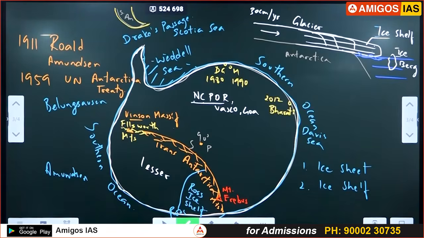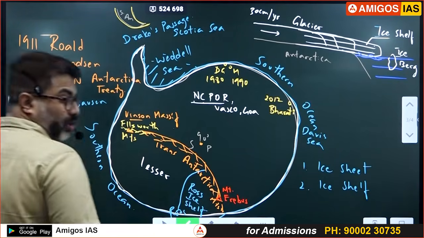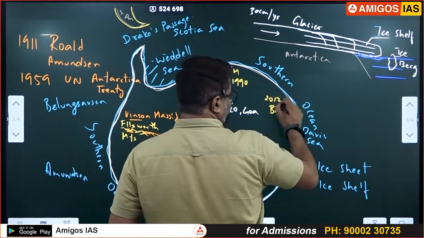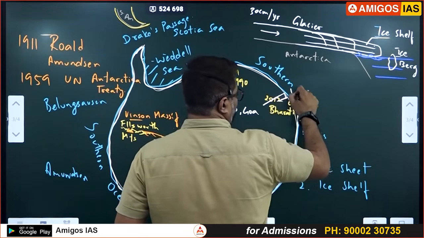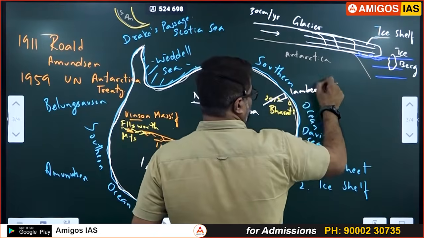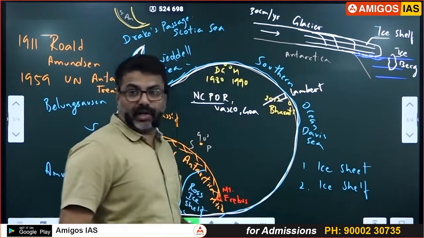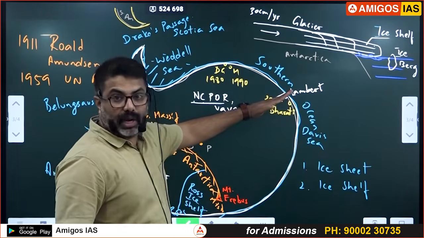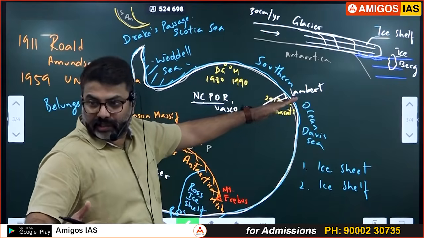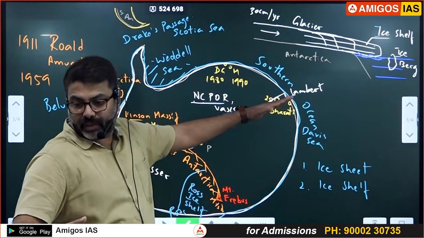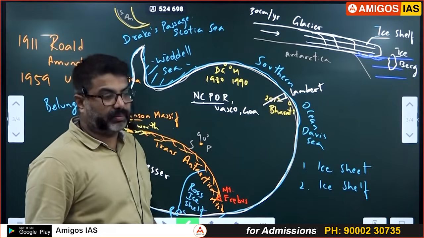Locate Bharati. It comes near here, near the Lambert Glacier, close to the Australian base. There is a glacier called Lambert Glacier. Look, Lambert is the longest glacier in the world. Below that is the Australian base. Below that is India's Bharati.